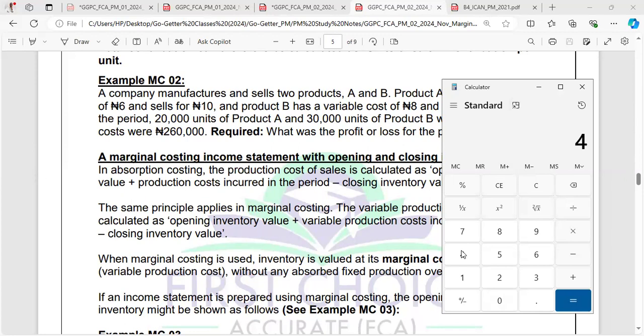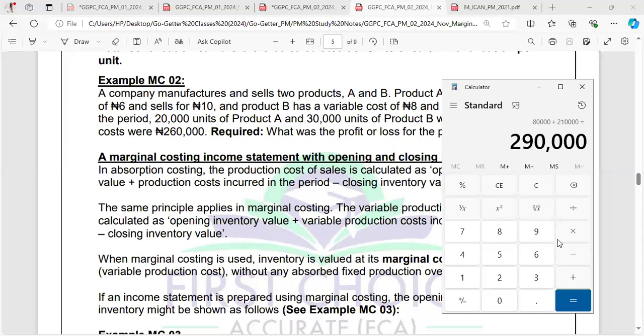Whereas, look at the contribution of product A times 20,000. That's 80,000 for product A plus, clear this. 80,000 plus 210,000 for product B. That's 290,000. 290,000 is the total contribution made in the period.